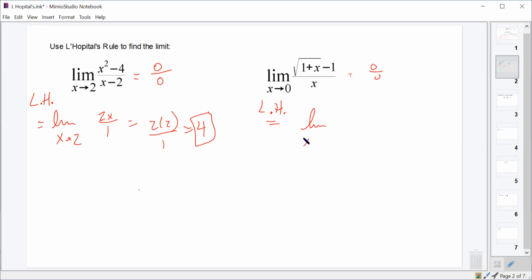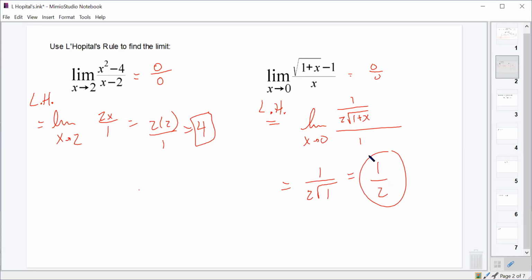So using L'Hopital's rule, we'll take the derivative of the numerator. What's the derivative of the square root of 1 plus x? That's root u, right? So 1 over 2 root u times the derivative of 1 plus x, which is just 1. And then the derivative of -1 is 0, so we'll just ignore that. And then all over 1. And now we'll plug in 0 to get 1 over 2 times the square root of 1, or just 1/2. Good or no?